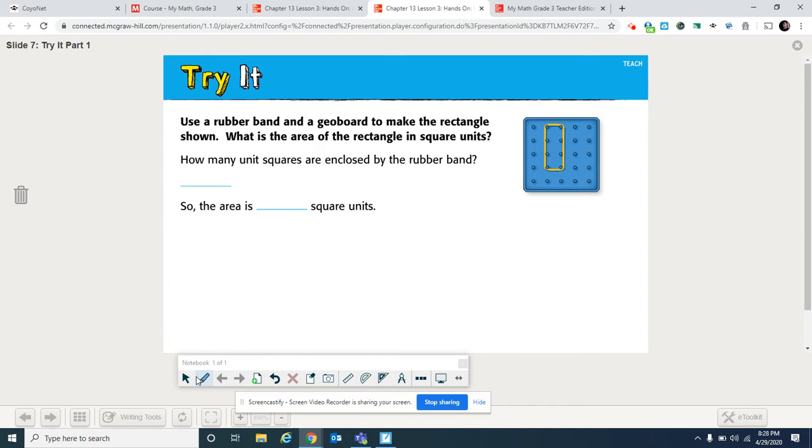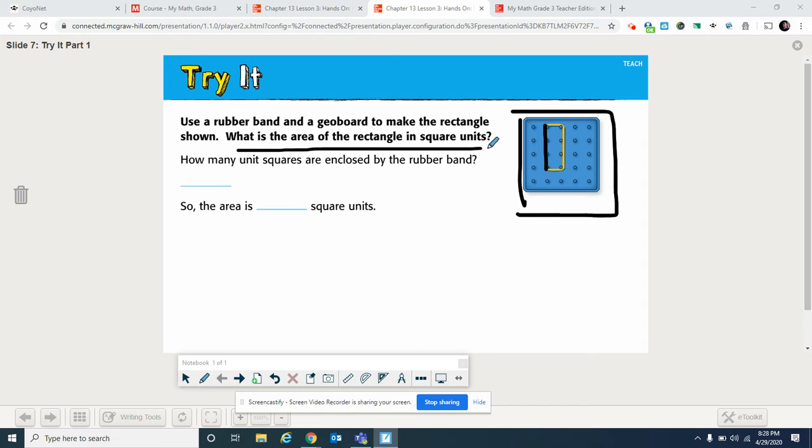Okay, in this one, we will be using a rubber band and a geoboard, assuming that you have your geoboard in your hand right now, and also a rubber band. We need to make the rectangle shown. For example, this is a geoboard, and this is the rubber band. The question is: what is the area of the rectangle in square units? How many unit squares are enclosed by the rubber band?